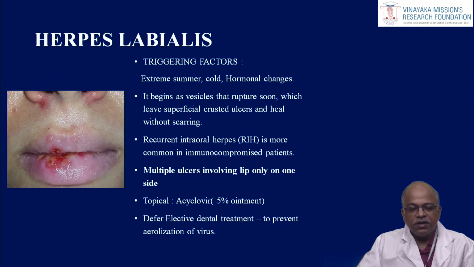Herpes labialis. Extreme summer cold or hormonal changes can induce herpes labialis, characterized by multiple discrete ulcers involving the vermilion border of the lip, usually ipsilateral, same side, not crossing the midline. Topical treatment is aimed at giving 5% acyclovir, an antiviral drug given topically in gel form under the trade name Zovirax. Such patients should be deferred from any dental treatment such as scaling to prevent aerosolization of the virus.